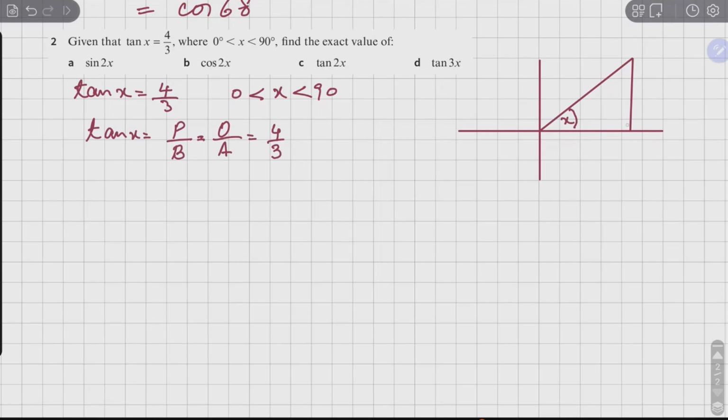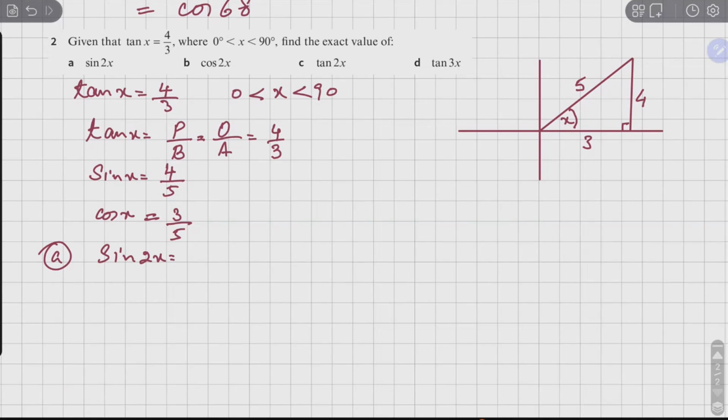It means opposite to the angle is 4, adjacent is 3. One side is missing, which is hypotenuse. By using the Pythagoras theorem, I can directly write 5. Once you have all the sides of the triangle, then you'll be able to find the other ratios. Like we need to find sine of 2x.